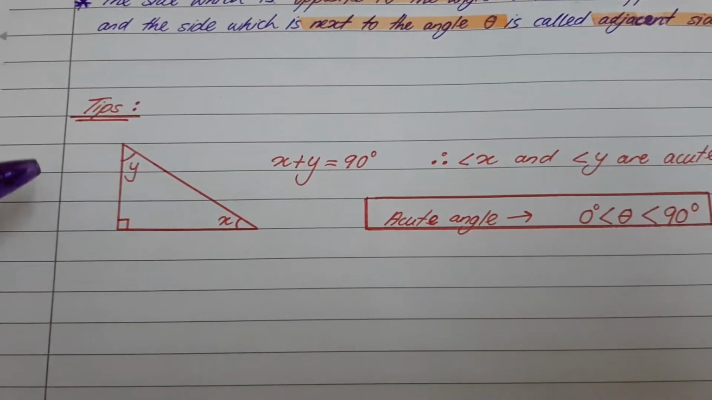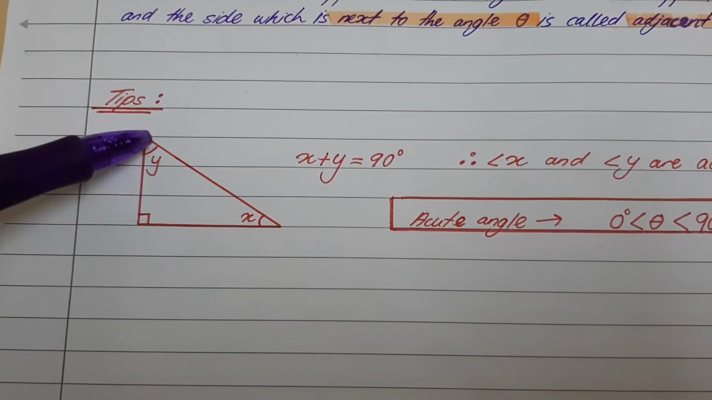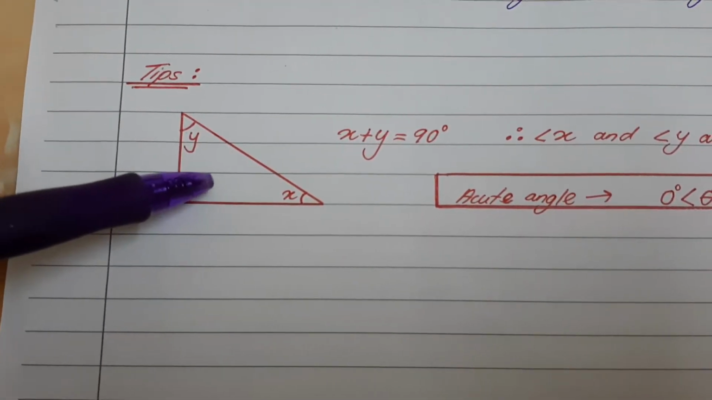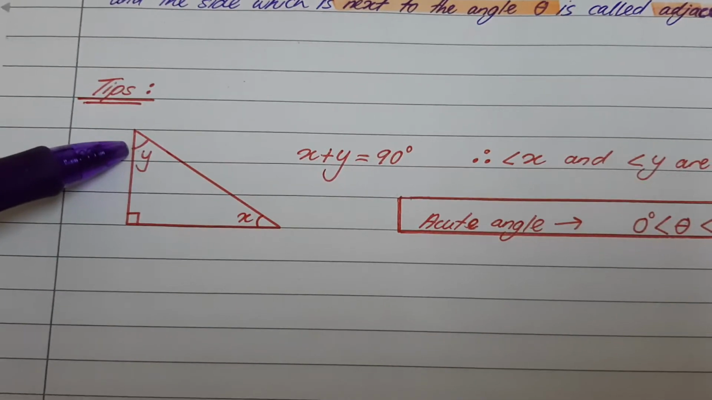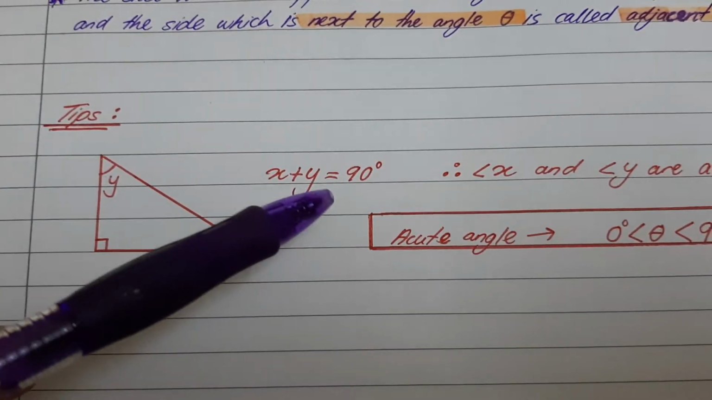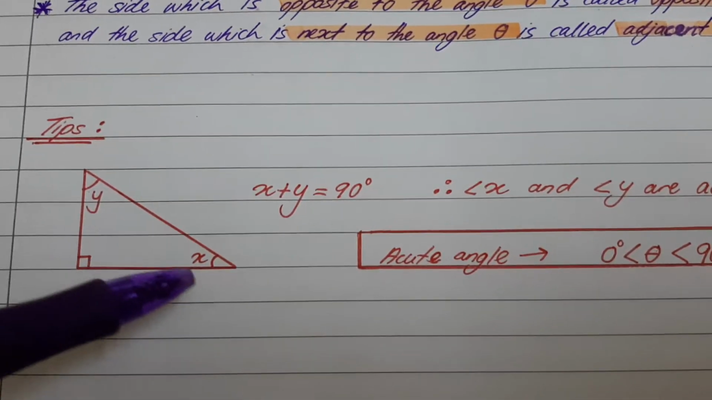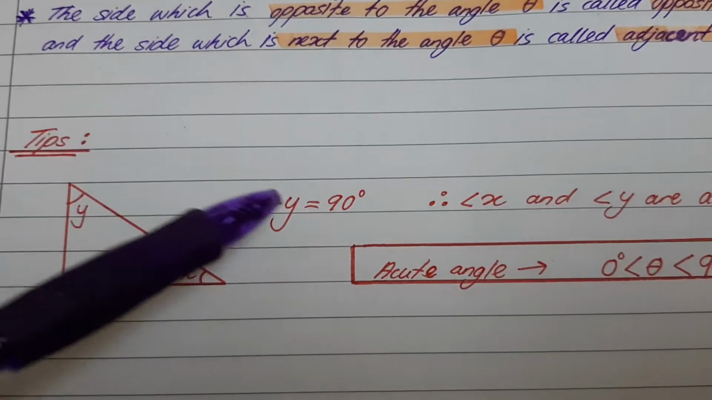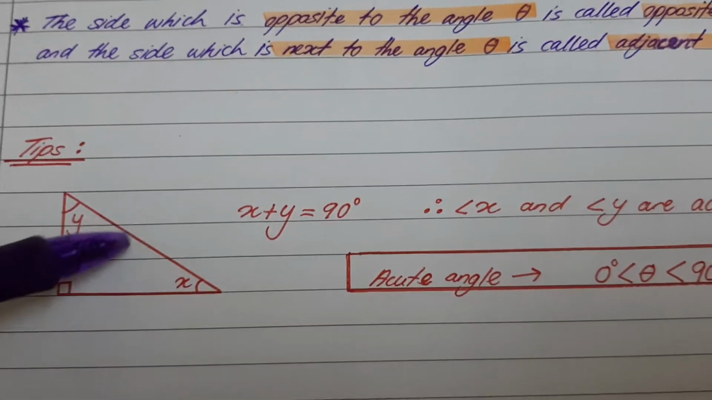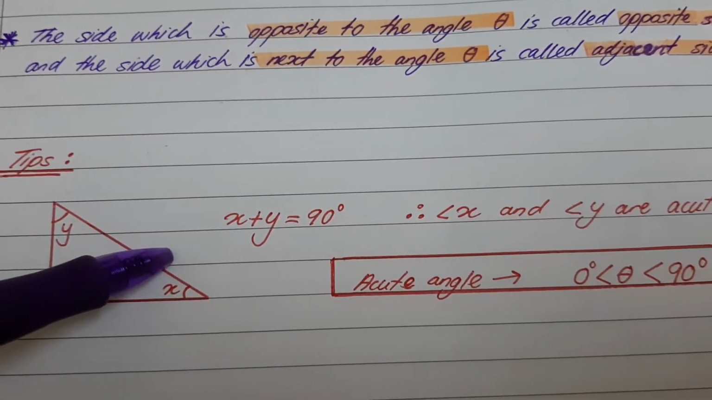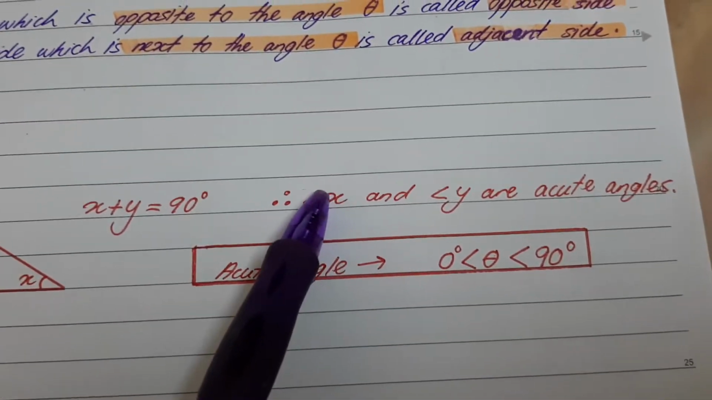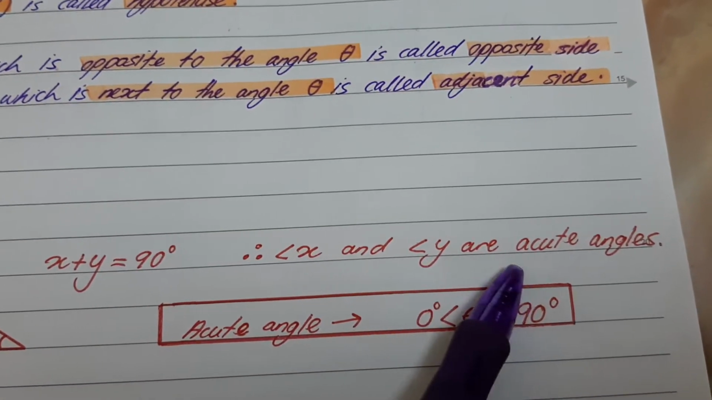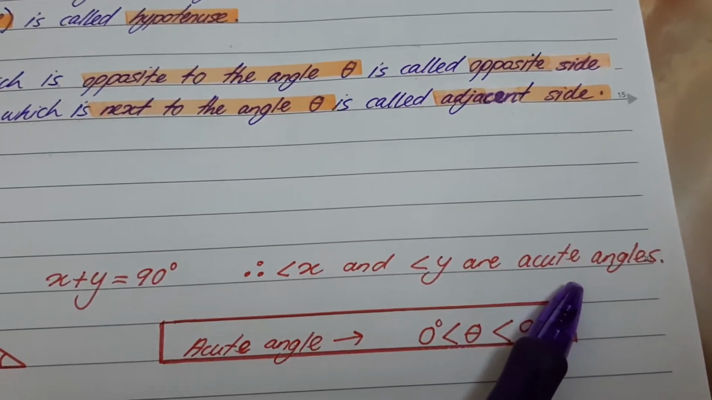For example, if this is a right angle triangle and your right angle is here, whether it's angle X or angle Y, X plus Y will give you 90. Only if you add X and Y do you get 90; X alone should be less than 90, and Y alone should be less than 90. Therefore, angle X and angle Y are what we call acute angles.